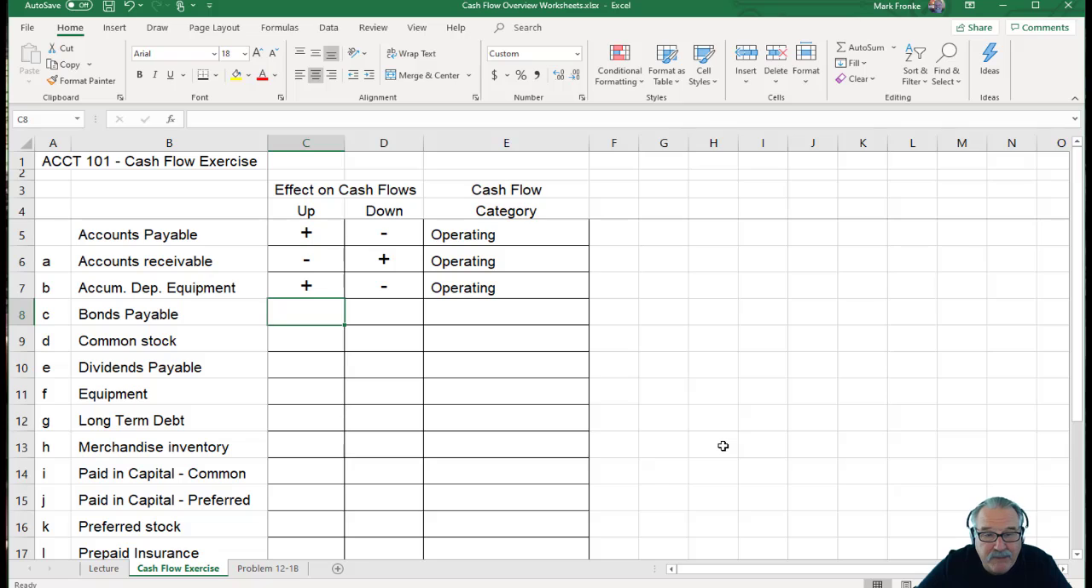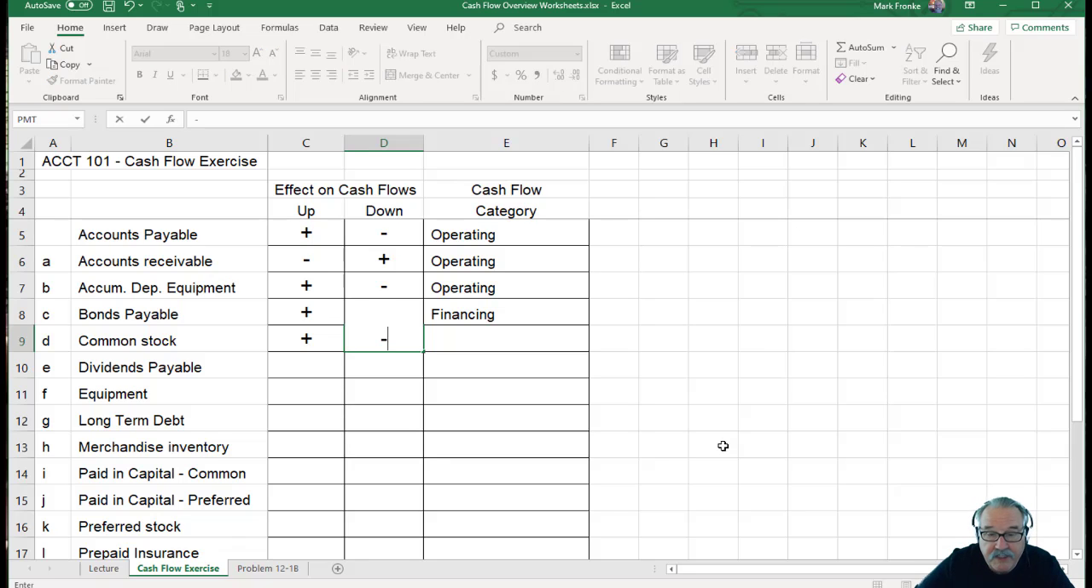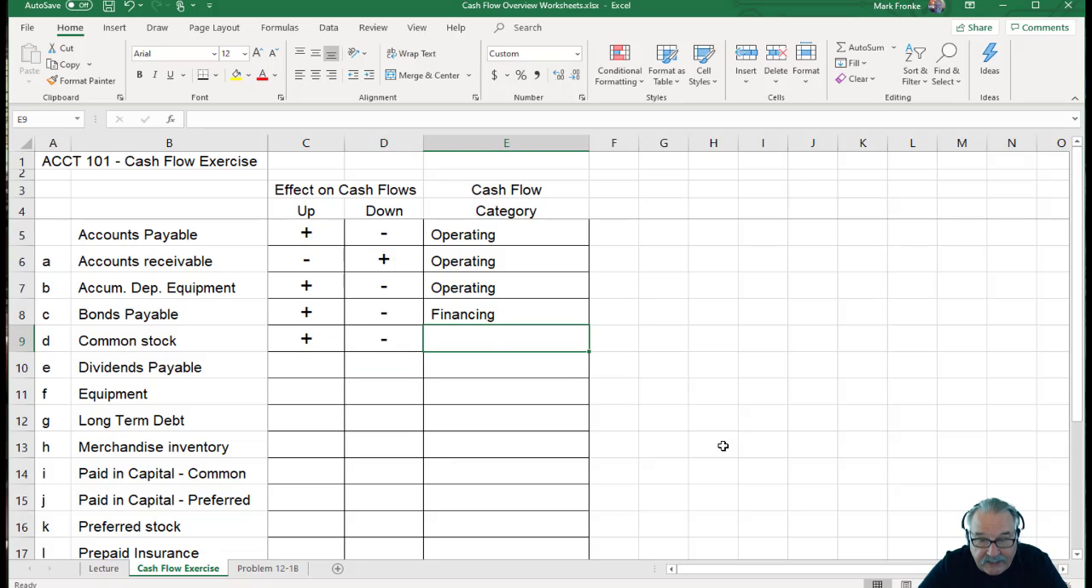Bonds payable, liability. It goes up. It has a positive effect on cash flow. Any liability that goes up is going to have a positive effect on cash flows. And this is going to be a financing activity. Common stock, same thing as bonds payable. If it goes up, it has a positive effect on cash flows. If it goes down, it has a negative effect on cash flows. This is also a financing activity.